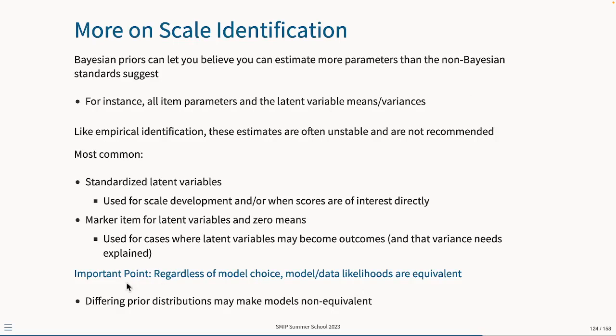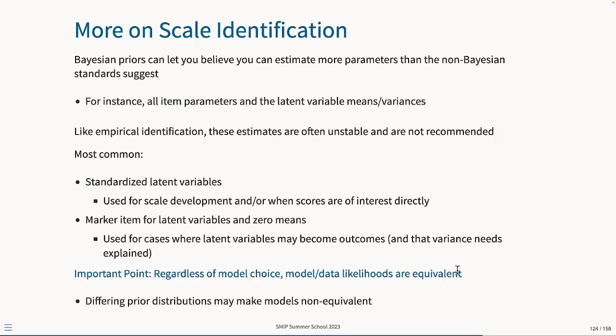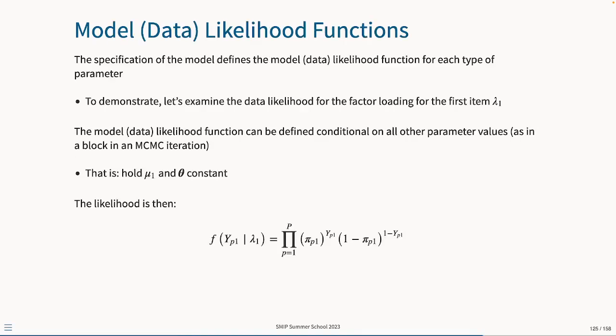The important point that I really do want to emphasize is that regardless of the choice of the model, data likelihoods are equivalent. Regardless of which marker item, that model data likelihood itself is equivalent. One other note is that differing prior distributions in a Bayesian sense may make the posterior distributions non-equivalent. But that's seldom a worry, and it's seldom a shift that seems understandable. So let's talk about the likelihood function.